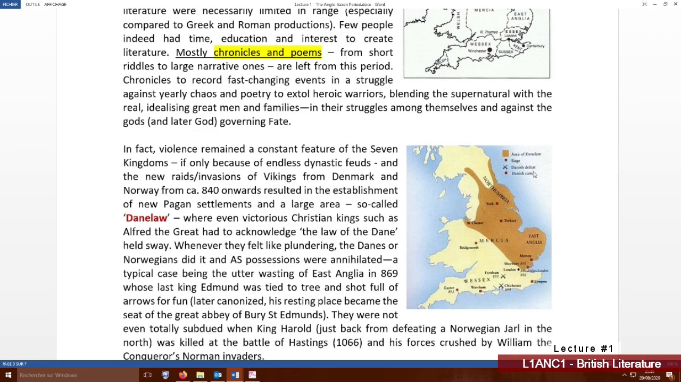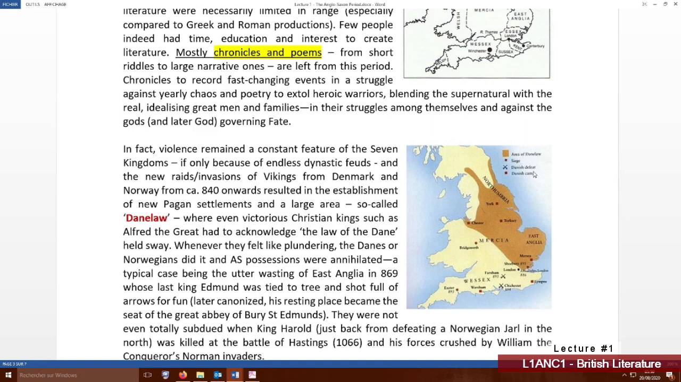Now, this situation lasted on and off almost until the Norman conquest. Sometimes great Anglo-Saxon kings managed to almost unite the land and repel the Vikings. That was the case with the great Alfred. But even Alfred the Great had to, by treaty, acknowledge that some areas of the land would not be under the laws of the Anglo-Saxons, but still under so-called Dane law, the law of the pagan Danes, the Vikings, basically.